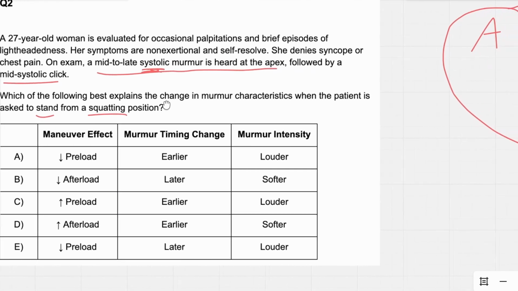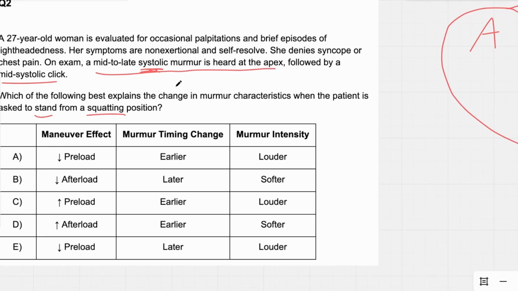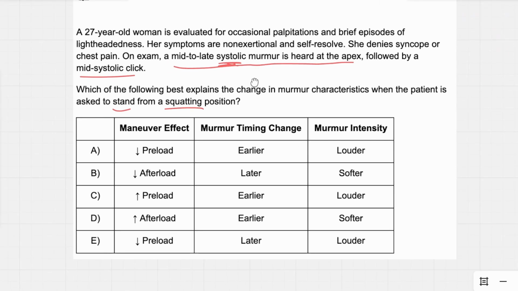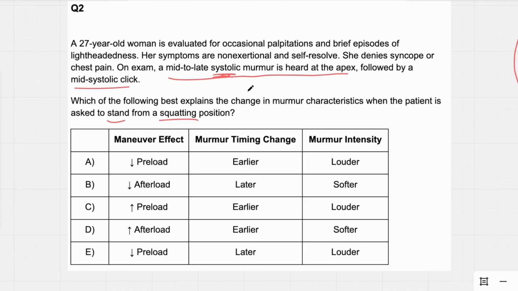Okay, so we know we're talking about the mitral valve, and it is a systolic murmur at the mitral valve. So now we have to think what's happening during systole. Are we talking about atrial systole or ventricular systole? If you've ever had that question, the answer is always ventricular systole. They're always talking about ventricular systole or ventricular diastole, unless they specify atrial, but they never do.